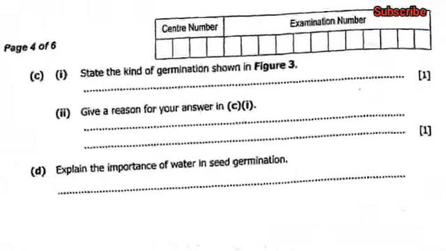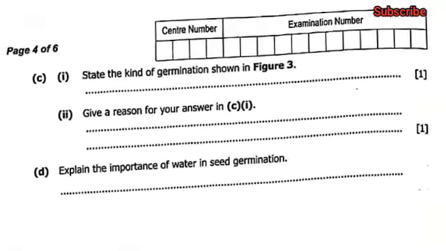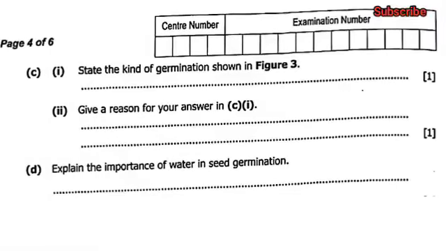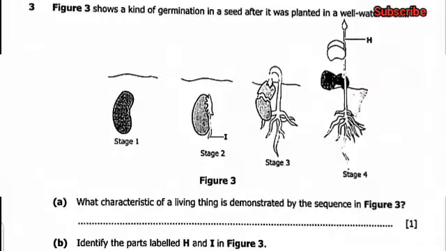Question C1, they are saying state the kind of germination shown in Figure 3. So if you check very well, this is a dicotyledonous seed germinating, like bean seed or groundnut. So the answer is, of course, epigeal germination. Epigeal germination.